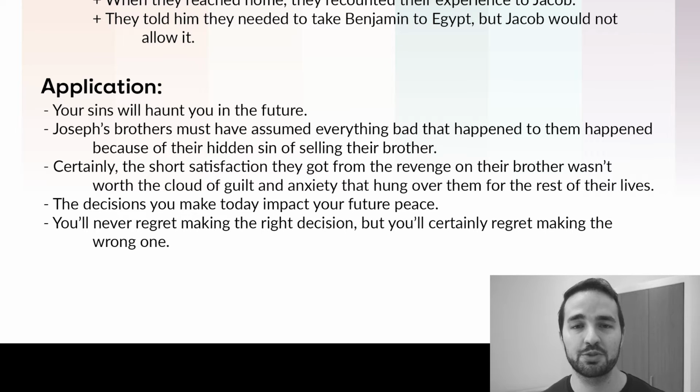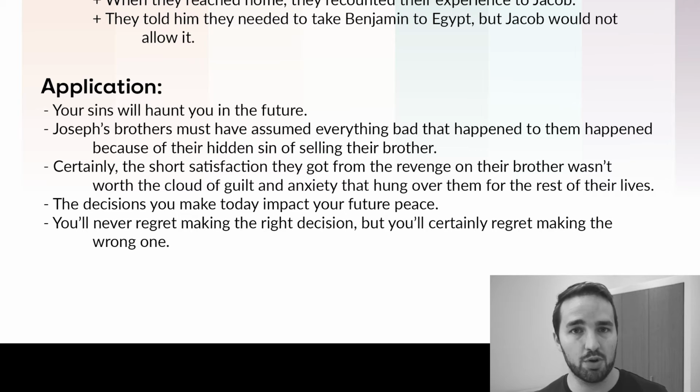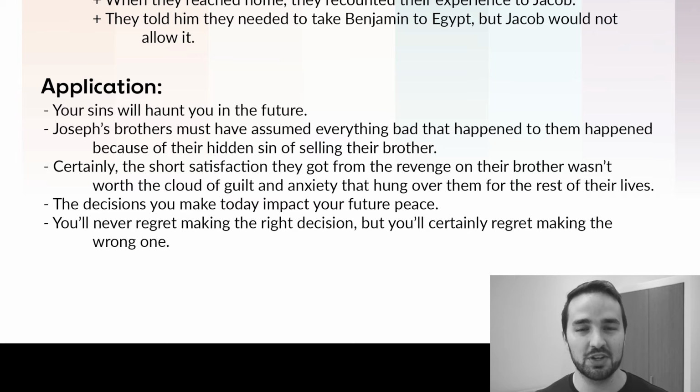Now let's talk about our application before we finish up. Your sins very well might come back to haunt you in the future. So before making a bad decision, something you know you shouldn't do, think about it again. Joseph's brothers immediately assumed that their trouble in Egypt was a consequence of them selling their brother into Egypt 20 years earlier. And you think about it, they must have thought that everything bad that happened to them over that 20-year span was payback, it was consequence for their previous sin.